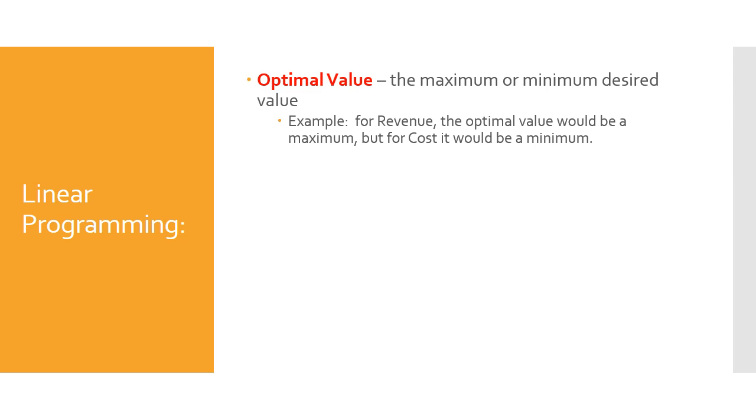The optimal value of a problem is the maximum or minimum desired value, which you want depends on the problem. If you're dealing with revenue, then your optimal value would be a maximum. However, if you were working on cost, then you would want your optimal value to be at a minimum.